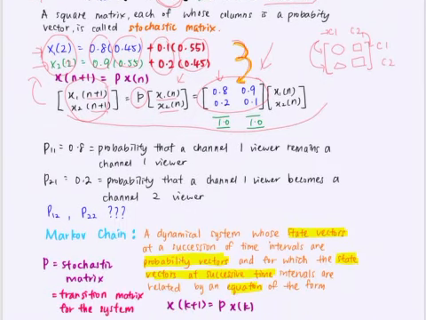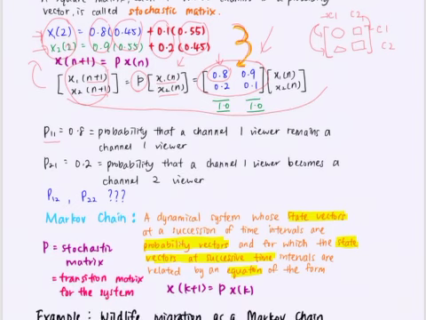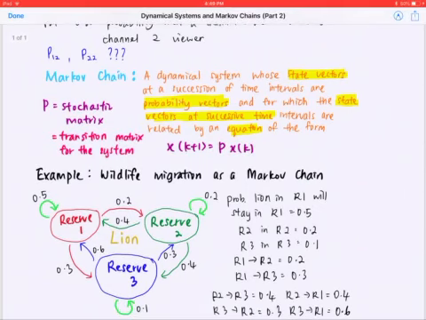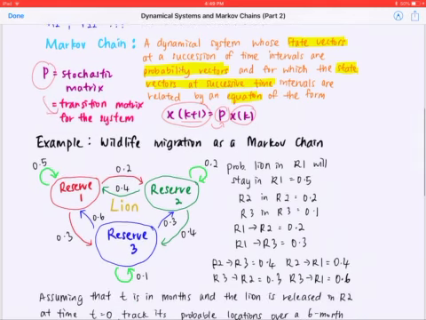Then if we are going to read it, P11 will be the first one, 0.8, the probability that a channel 1 viewer remains a channel 1 viewer, and so on for the rest of the figures. So a Markov chain is a dynamical system whose state vectors at a succession of time intervals are probability vectors, and for which the state vectors at successive time intervals are related by an equation of the following form: the following year's outcome is equal to the stochastic matrix multiplied with the vector of the previous year. So P is known as the stochastic matrix or the transition matrix for the system.